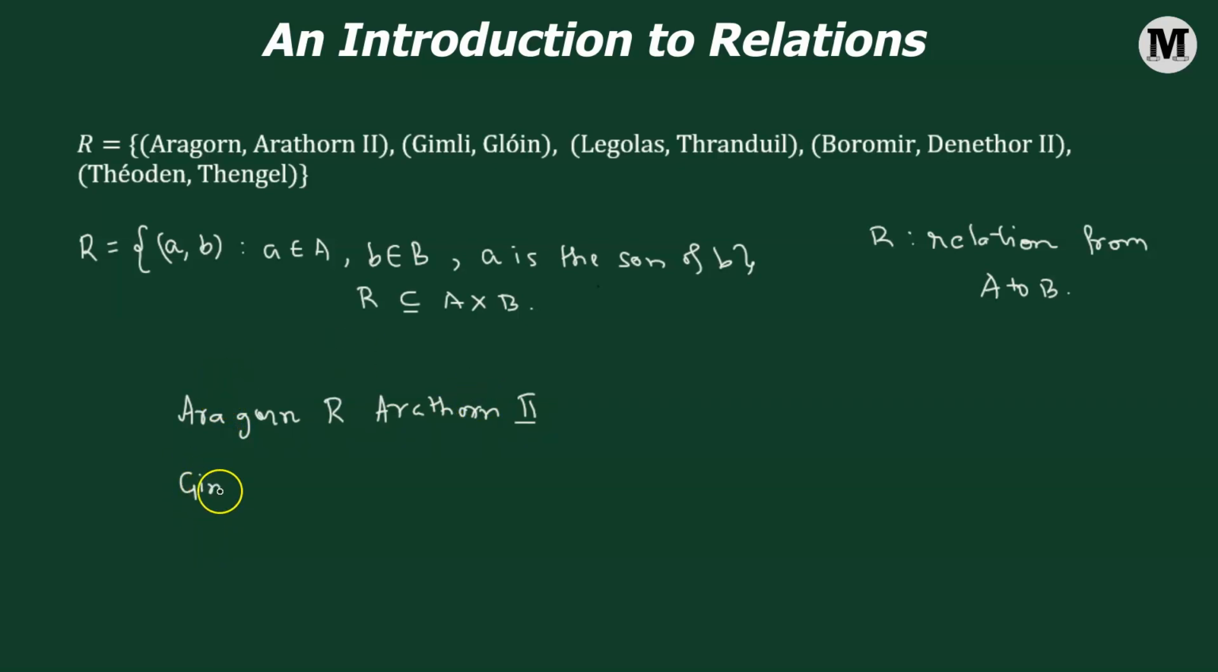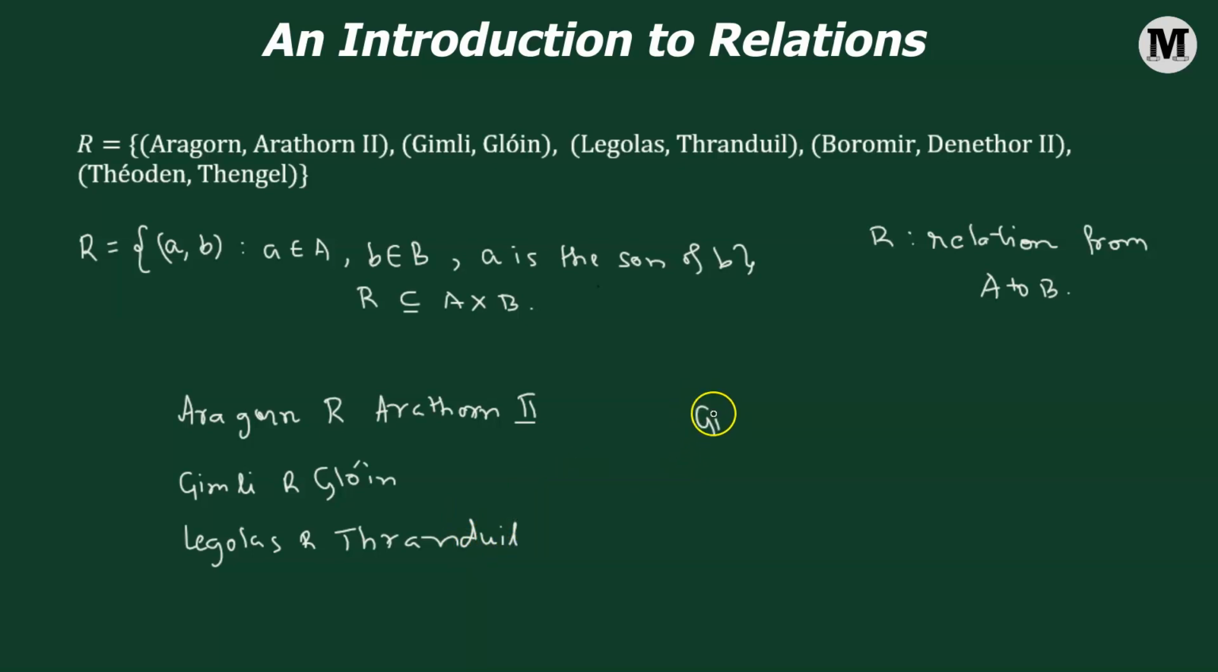Similarly, we can write Gimli R Glóin. That would mean that Gimli is related to Glóin, going from Gimli to Glóin. That means Gimli is the son of Glóin. Then we have Legolas R Thranduil, which means Legolas is the son of Thranduil.